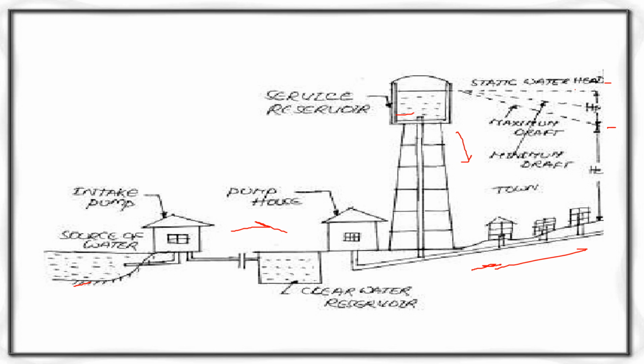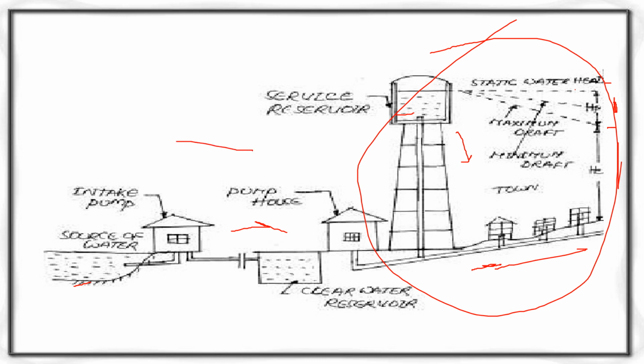The distance between maximum demand and top of the static water head, it is called head loss. Head loss means energy loss. And the distance between the lower surface level to maximum draft or maximum demand, it is called effective head, right? The supply which is good, it is effective head. In this portion energy is lost, and this is static water head. Service reservoir, right? This is showing gravity system, whereas this process is showing pumping system.